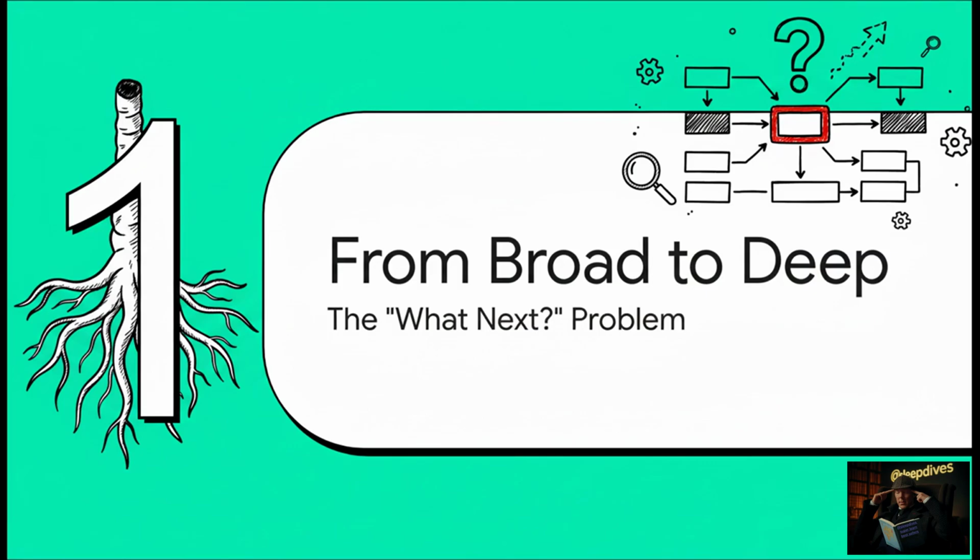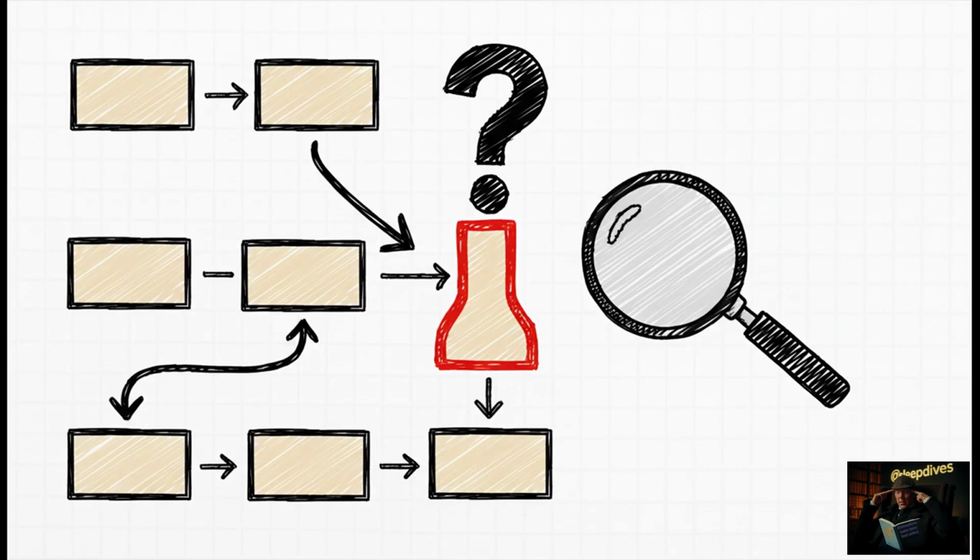So, Section 1, from broad to deep. This is all about what I like to call the what next problem. You've done the hard work, you've mapped your value stream, and hey, you found the bottleneck. Fantastic. But now what? You have to remember, a value stream map gives you that 30,000-foot view. It's an incredible tool for putting a giant flashing arrow on your biggest problem, that one spot that's slowing everything down. But its job is just to point.